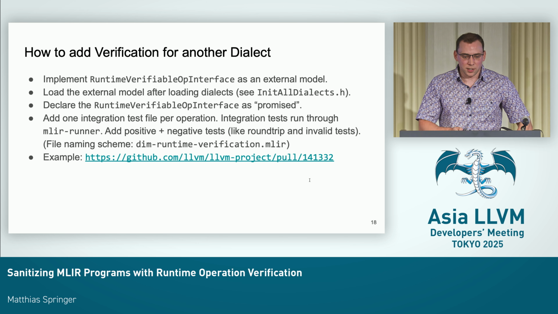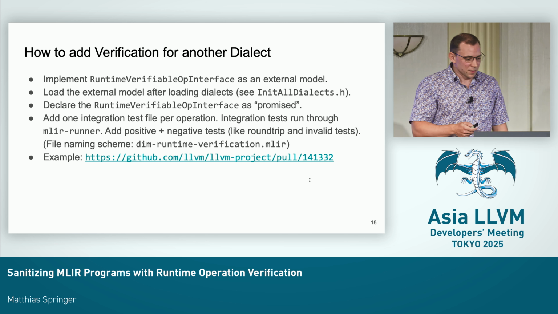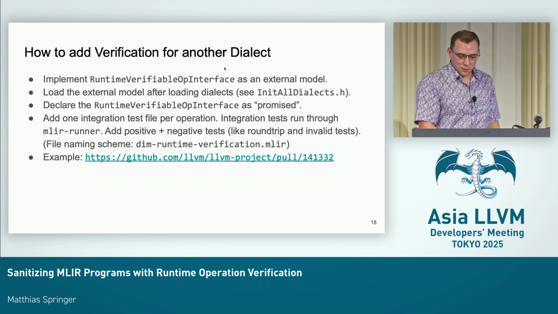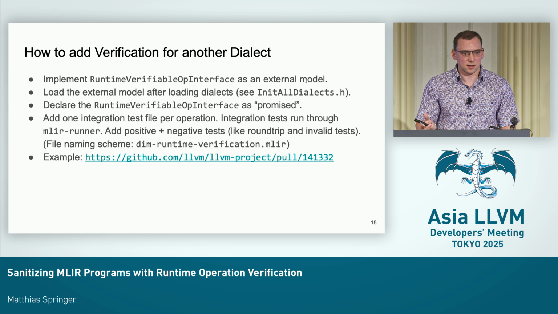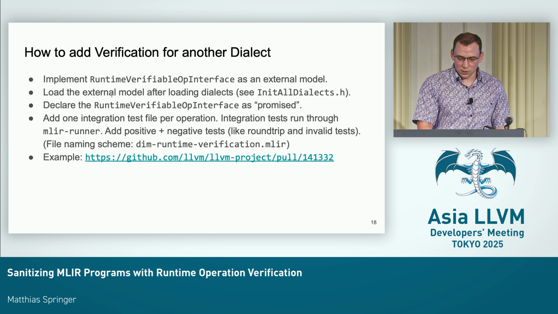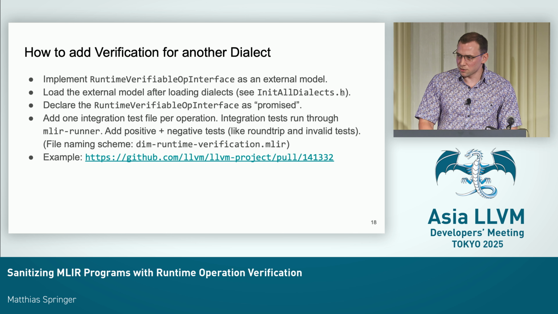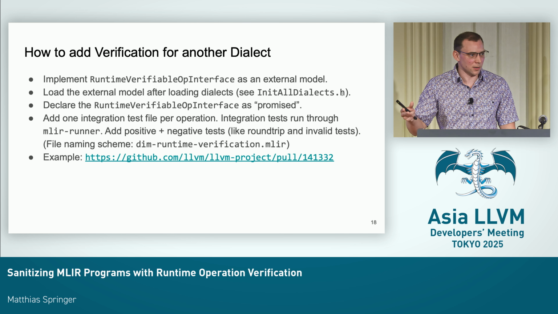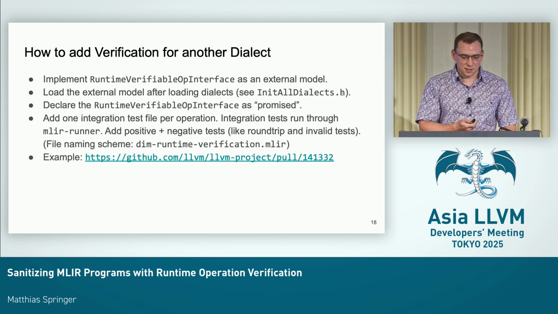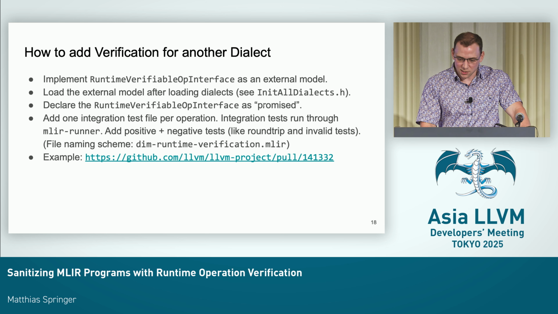So let me briefly talk about how to add verification for your own dialect or even to a dialect in MLIR. So typically, the runtime verifiable op interface is implemented as an external model. At least that's how we do it in MLIR. You can also implement it on the operation itself. If it is implemented as an external model, you have to make sure to load the external model. In MLIR, there's this file init_all_dialects.h where we do that. In your own compiler, you probably have some similar file which loads all the dialects and extensions. Also declare the runtime verifiable op interface as promised if you go with the external model approach.